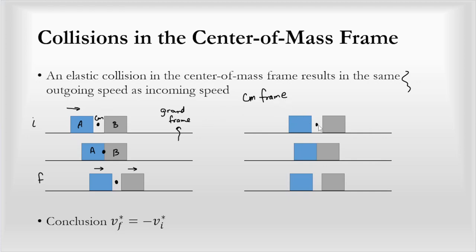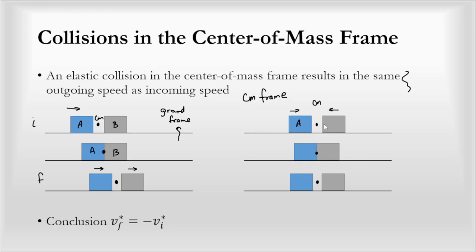So the center of mass is here, the center of mass is here, the center of mass is here. It stays in the same location as the collision occurs. So in the center of mass frame, A has its initial speed, but in the center of mass frame, B is also moving.